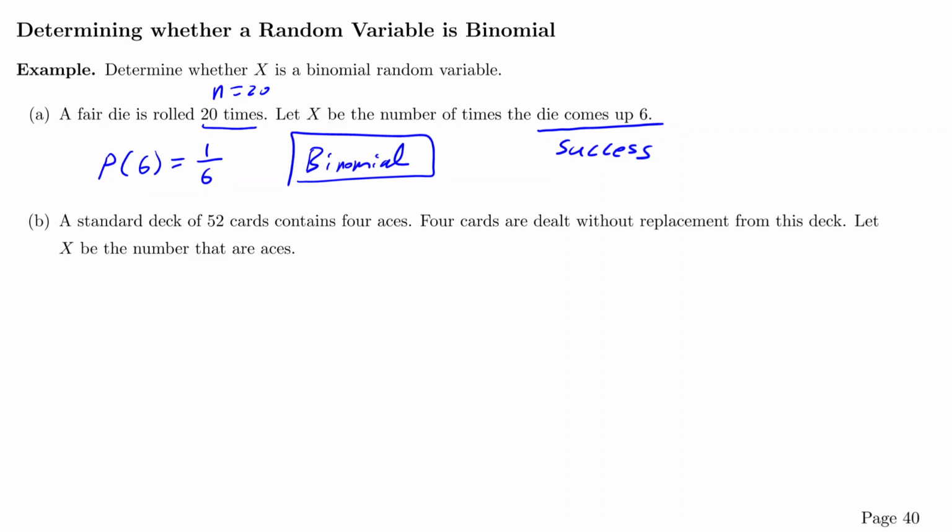Because there's clearly only a finite, fixed number of trials, and we have a clear definition of success. So success is getting 6, and failure is not getting 6. And for each roll, the probability of success is the same, 1 over 6.